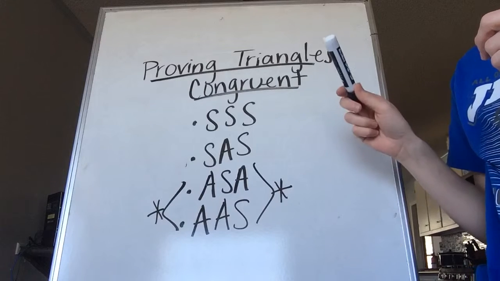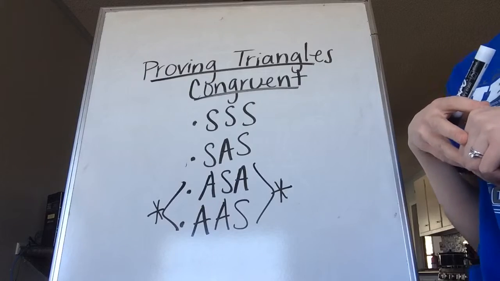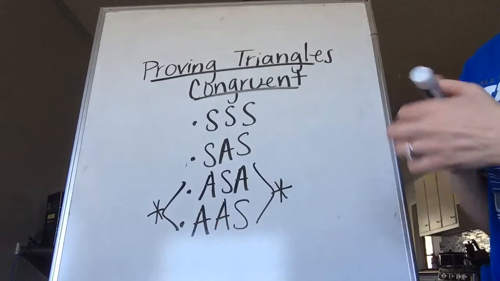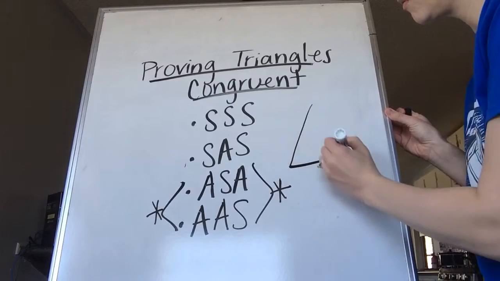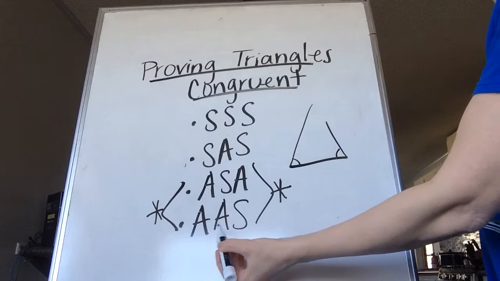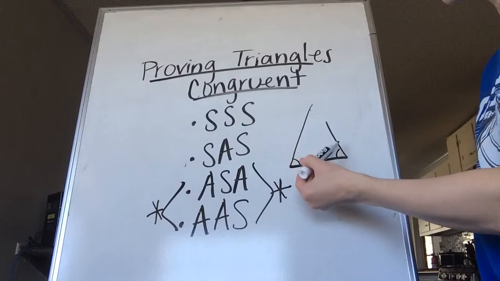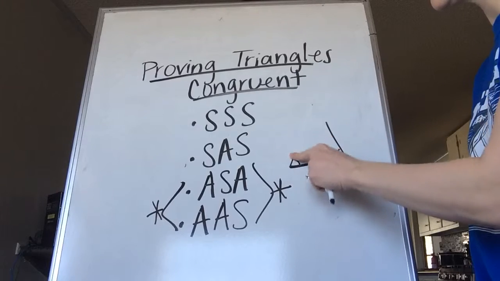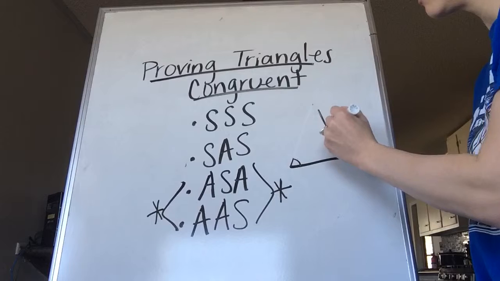So today, the next two postulates we're going to use to prove triangles congruent is angle, side, angle. So if you have a side here, and then you know this angle and this angle, and then angle, angle, side. So meaning you have an angle, angle, or you could even say this angle, and then you know how long this side is.